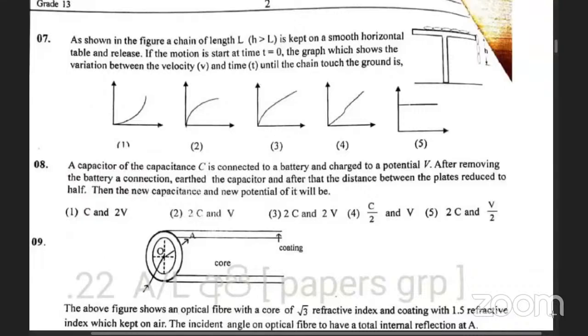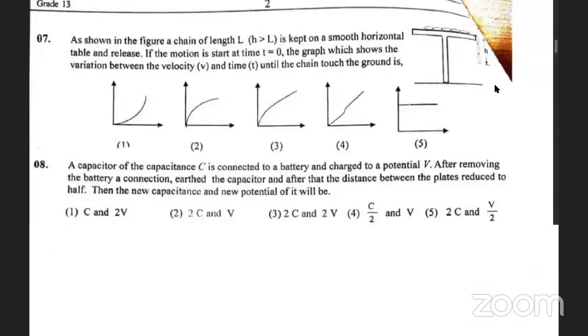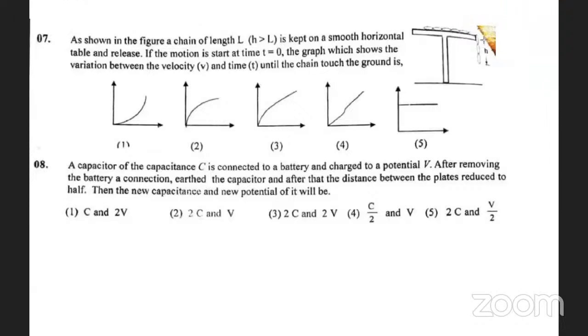As shown in the figure, a chain of length capital L is kept on a smooth horizontal table and released. This is a past paper question, people. If the motion starts at t equal to 0, which graph shows the variation between velocity and time until the chain touches the ground?